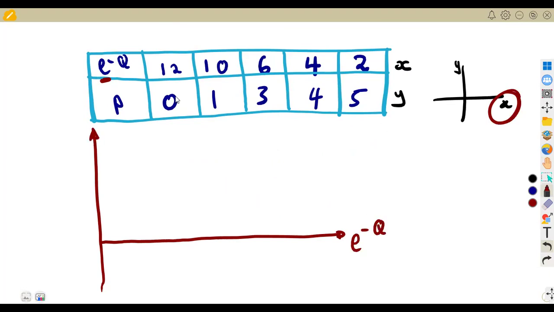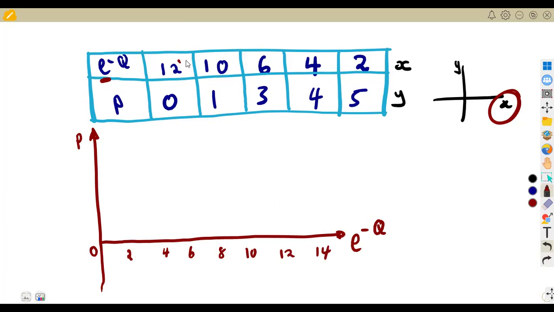Then the y-axis is represented by P. So you're just marking your values according to scale. Maybe use 2, 4, 6, 8, or whatever you have. As you can see, for E to the exponent of minus Q, the highest value is 12. So you can use the scale of 2, 4, 6 in the x-axis, which is E to the exponent of minus Q. You're going to maybe use 2, 4, 6, 8, 10, 12, 14.